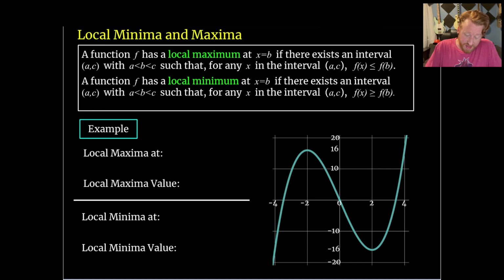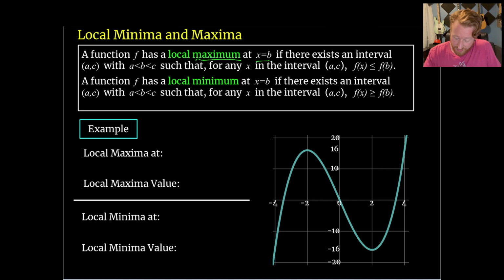But what this says is that a function f has a local maximum at some value x equals b if there exists an interval (a, c), with a less than b less than c, such that for any x in the interval from a to c, f of x is less than or equal to f of b. It's such a complicated mathy thing to say, but it says precisely what we want it to say to talk about a local maximum.